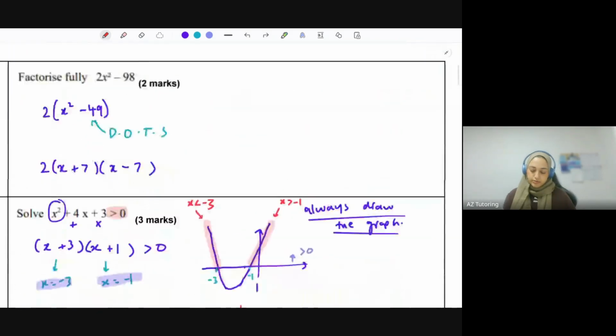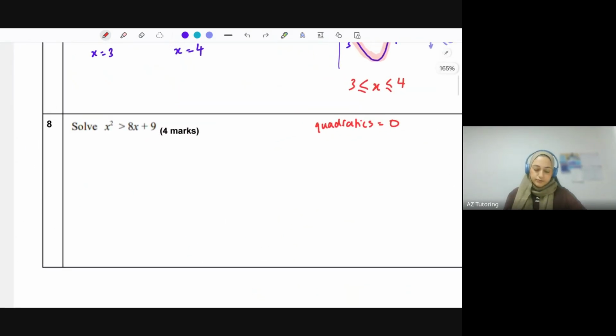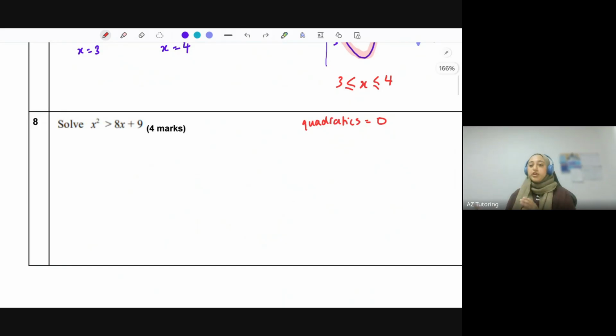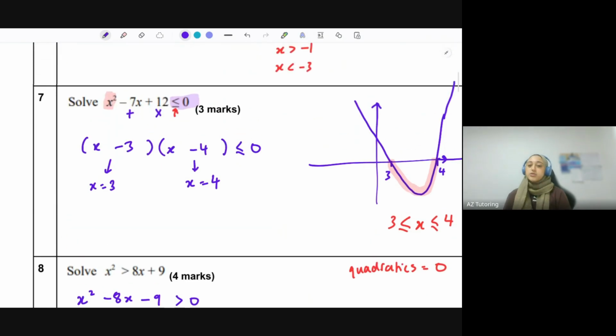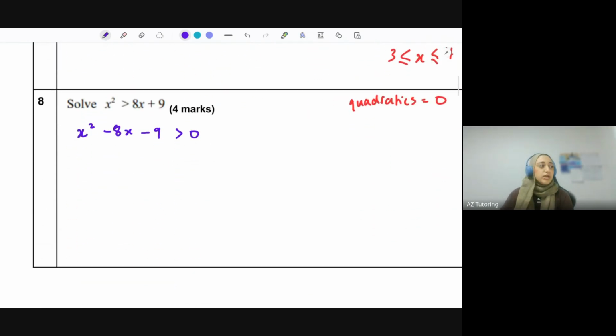Okay, let's look back at that again. So what we need to do is bring everything over to the left-hand side. So we've got x squared. We've got this 8x that we don't want on the right-hand side, so the opposite of plus 8x is minus 8x. And the opposite of plus 9 is minus 9. And that's more than 0. So now this question looks like the last two questions that we did. We need to solve it so we can find where it crosses the x-axis and draw it.